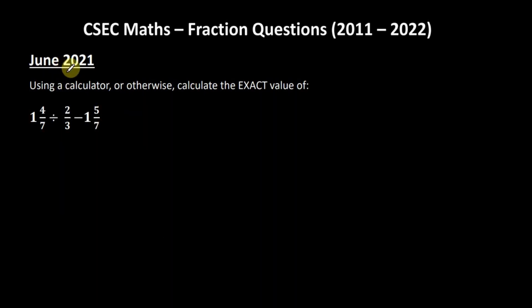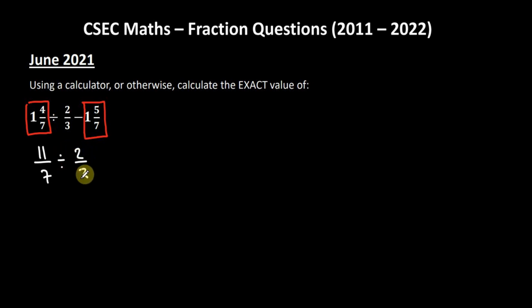And now looking at the question that was given on the June 2021 paper. And again, we'll convert all the mixed numbers to improper fractions. So let's see what we'll have here. 1 times 7 is 7 plus 4, that's 11 divided by 7. Have the division sign here, 2/3, minus 1 times 7 is 7 plus 5, 12 divided by 7.